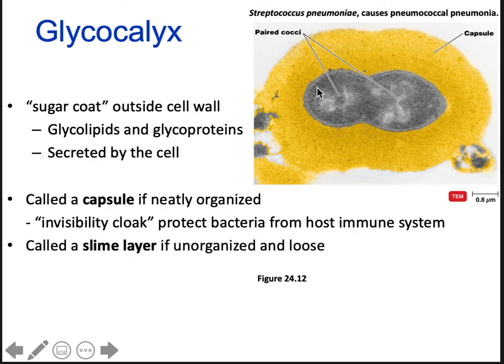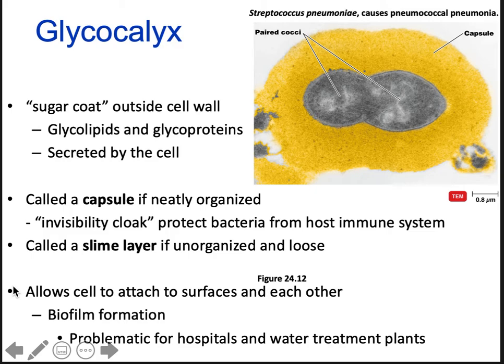Now, some bacteria secrete this glycocalyx, but it's not so tight. It's not forming this smooth edge. And then we call that a slime layer. So, unorganized and loose slime layer. And why would a bacteria want a slime layer? Well, it still gives it some protection from drying out, but it also allows it to attach to a surface and to each other and form colonies.